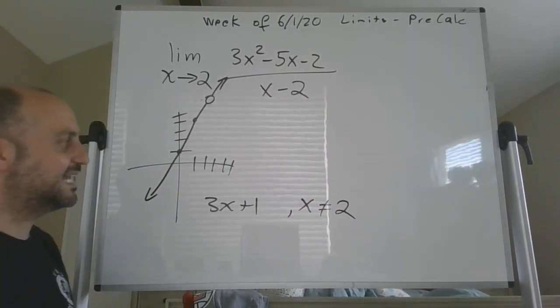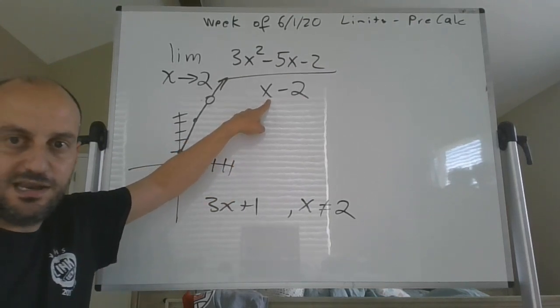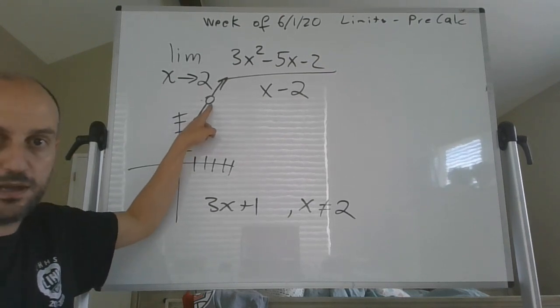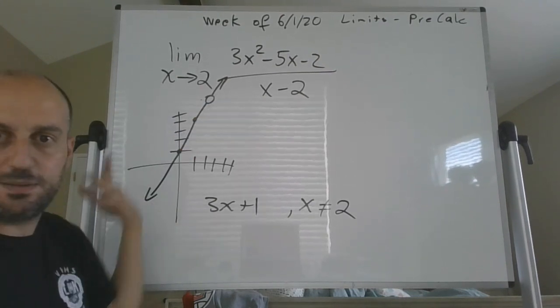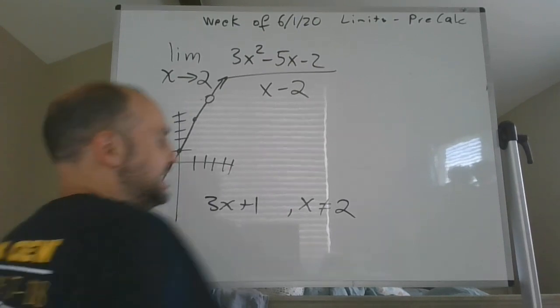How come x cannot equal 2? Well, simple. If you plug in 2 right here, you get 0 in the denominator. Cannot have that. That's why at 2, this has a hole. So it cannot equal 2. So you may be saying, okay, so it doesn't exist. It's over. No, but remember what I said.